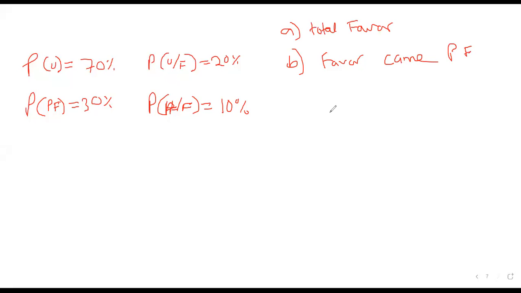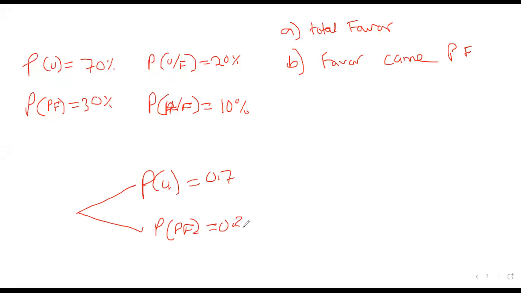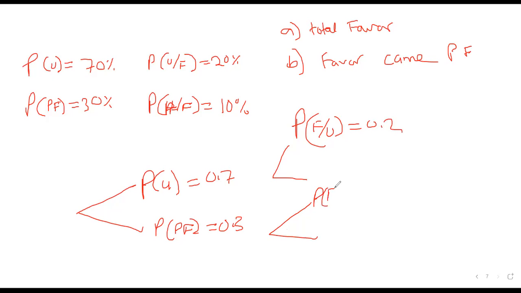So the same thing we're doing, the tree diagram. Probability for UPND is what? 70%, 0.7. Probability for PF was 30%, so 0.3. For those in favor coming from UPND, it is 20%, so 0.2. Those in favor coming from PF, 10%, so 0.10.